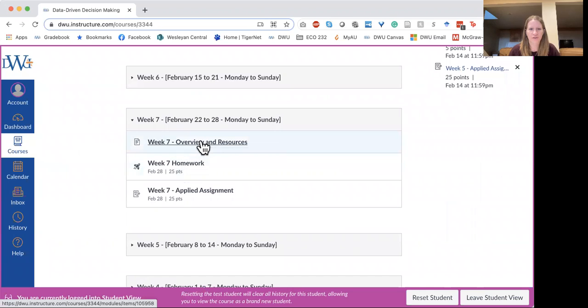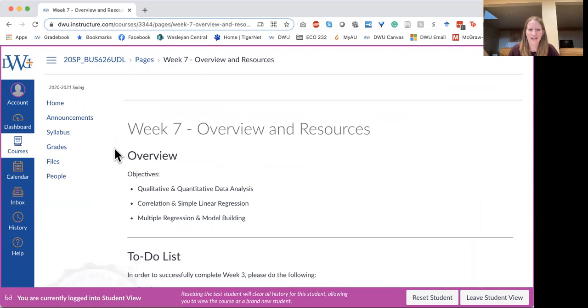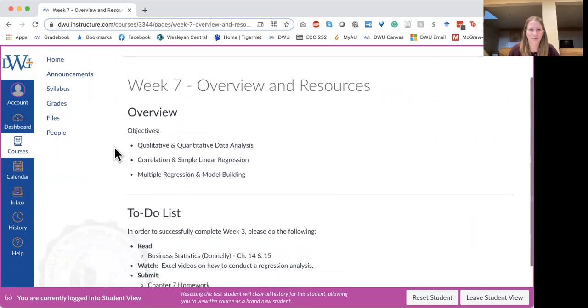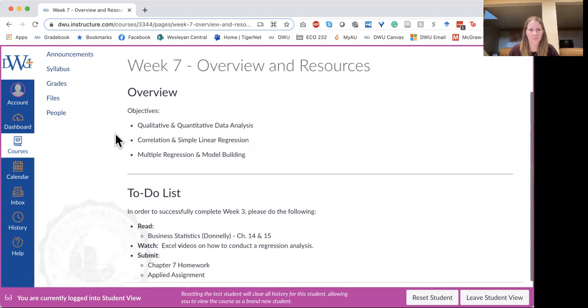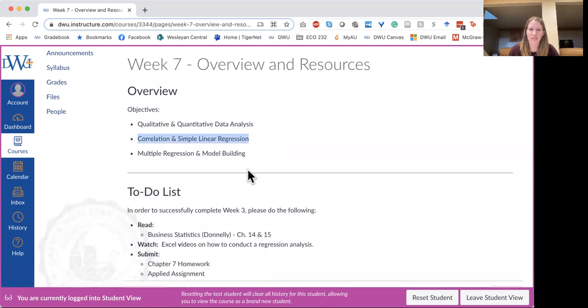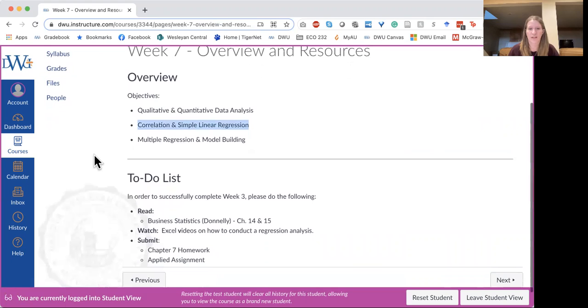So this week's overview and resources, there's not a lot to it. It's mainly just using your textbook. The objectives are looking at qualitative and quantitative data analysis. The majority will be quantitative, but it depends on what your specific project is dealing with as well. We'll be looking at correlation and simple linear regression, as well as multiple regression and model building.